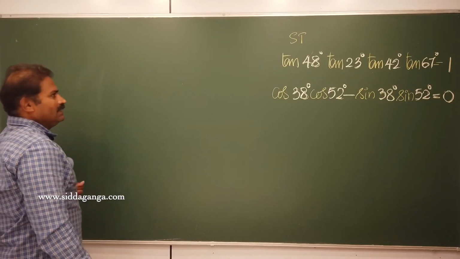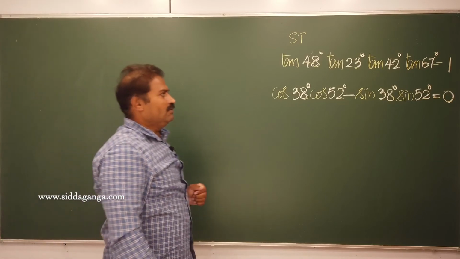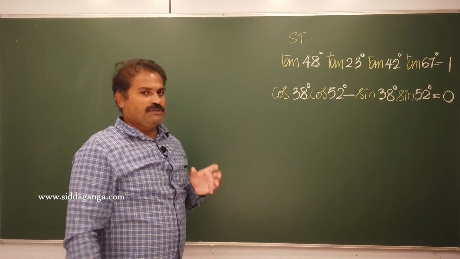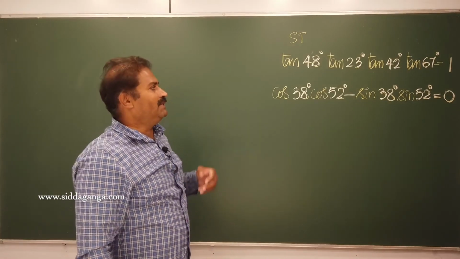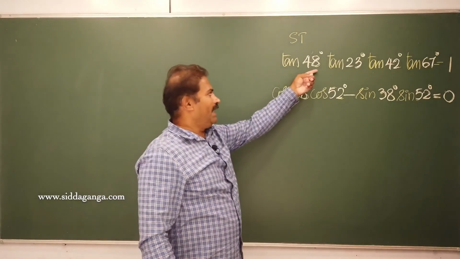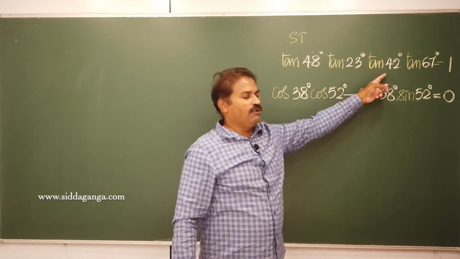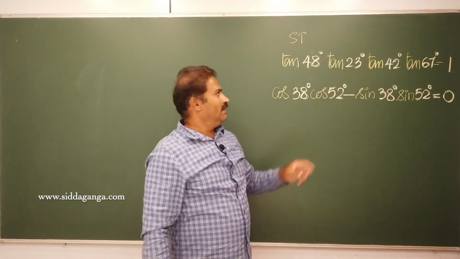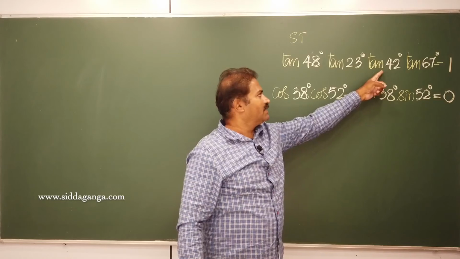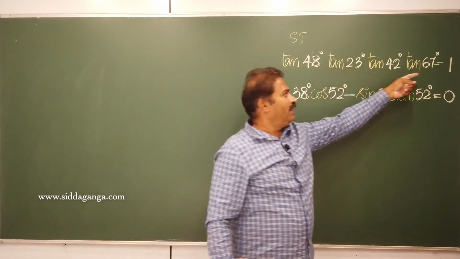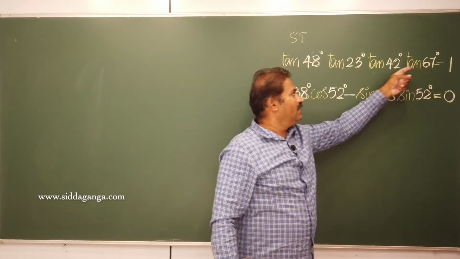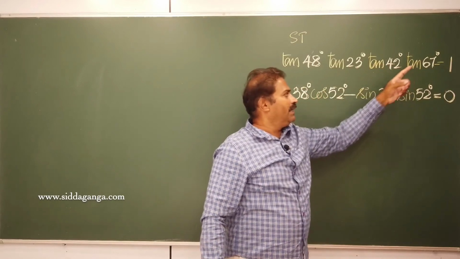Tan 48, tan 23, tan 42 and tan 67. First you need to find out which are the complementary angles in this. So you have 48 here and 42 here. If you add these two, 48 and 42, you are going to get 90 degrees. Therefore, these two are complementary pairs. And tan 23 and tan 67, these two are complementary angles.